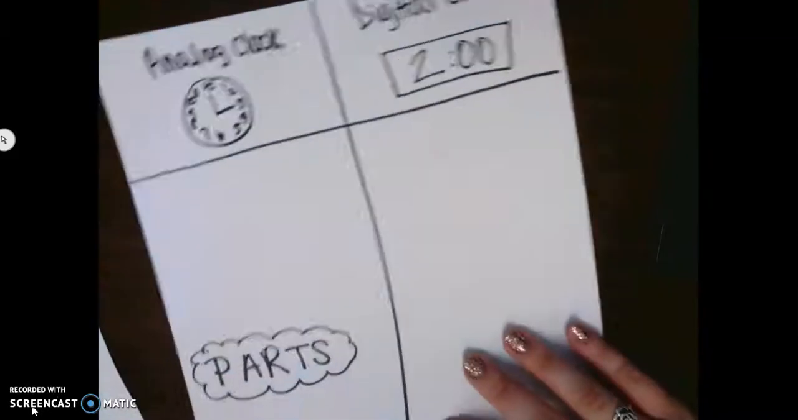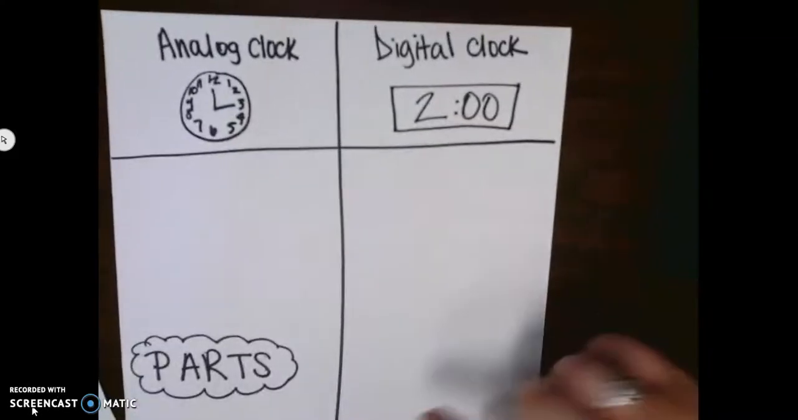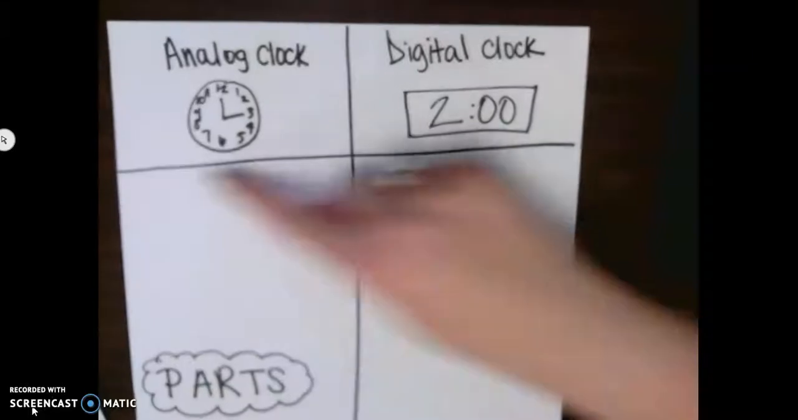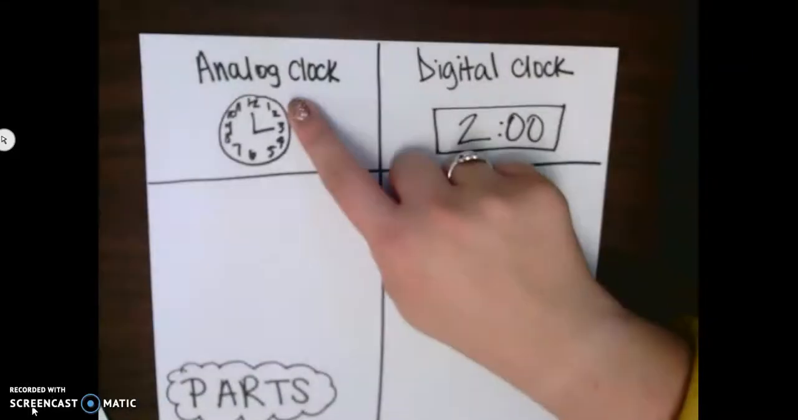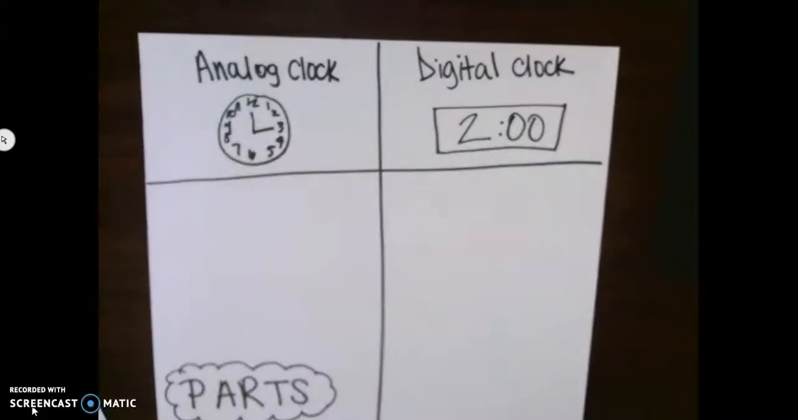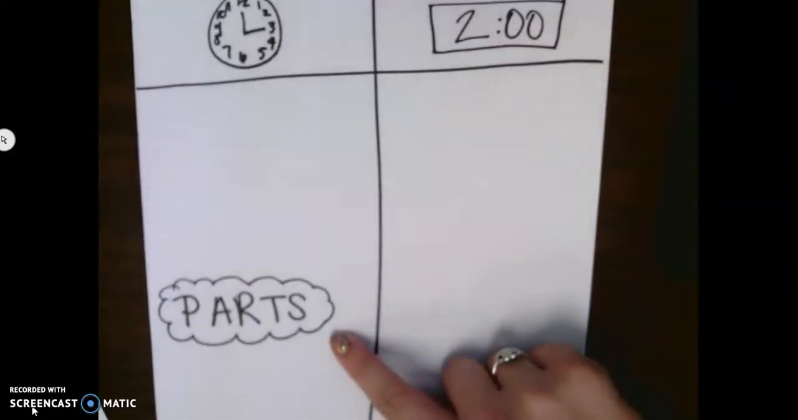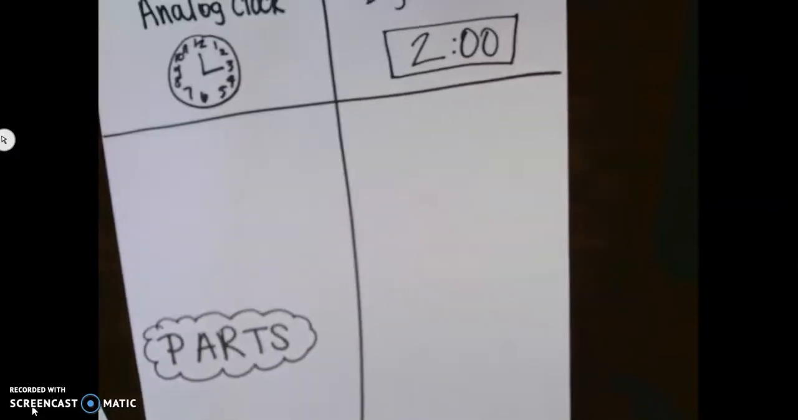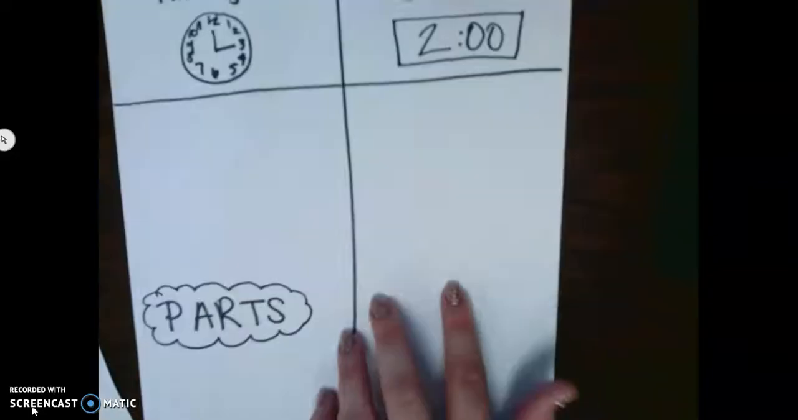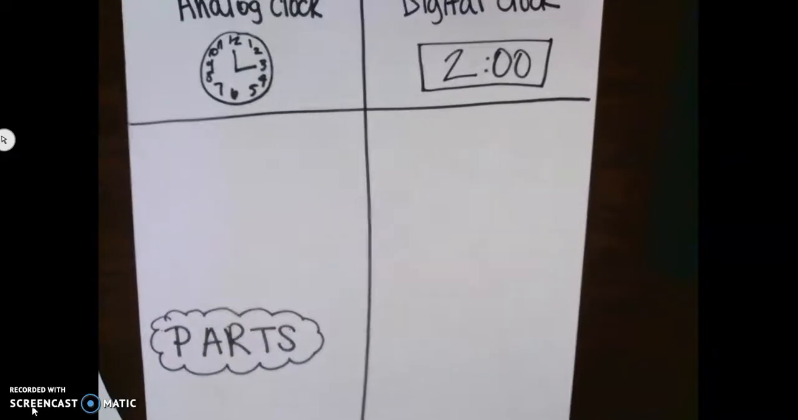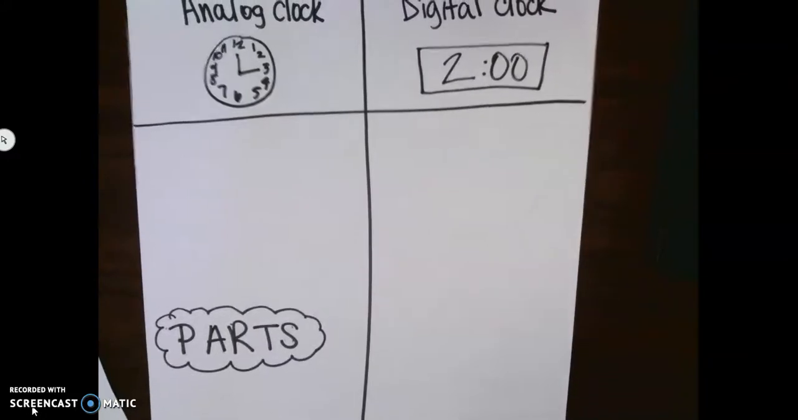Now, if you will, get a piece of paper out and have it look just like this. I want you to draw a line down the middle and to the sides, and write analog clock on this side and digital clock on this side, and also write parts because we're going to go over that in a little bit. And I'm going to ask you some questions and need you to listen very carefully so you can know the directions for this piece of paper.